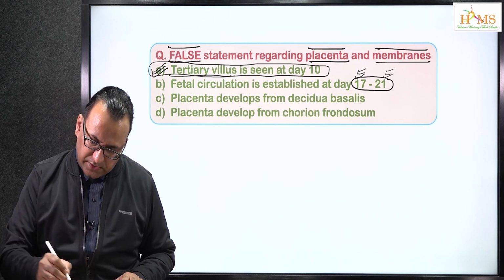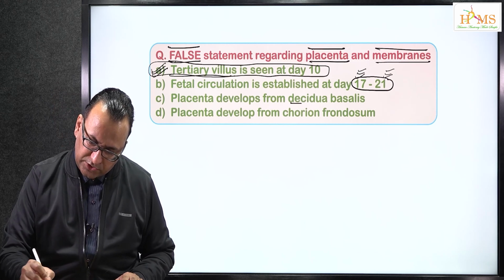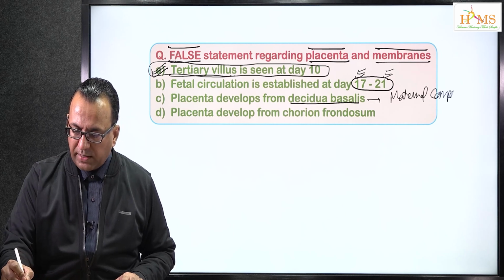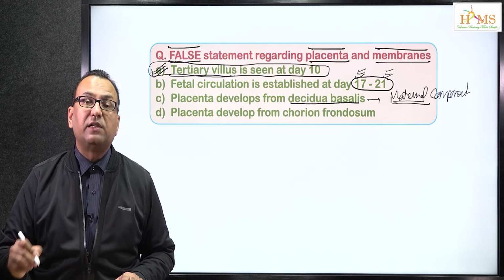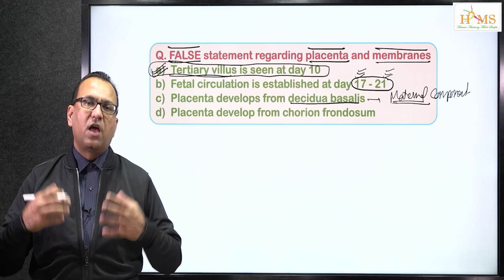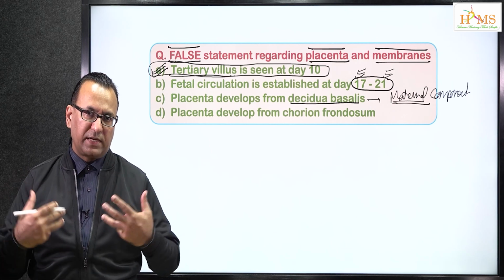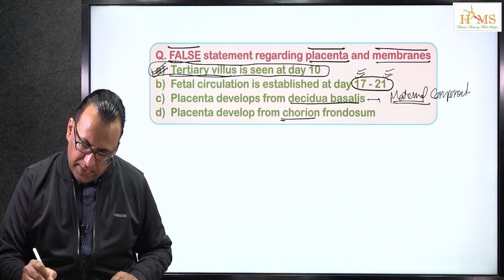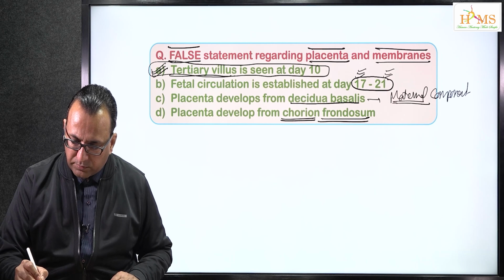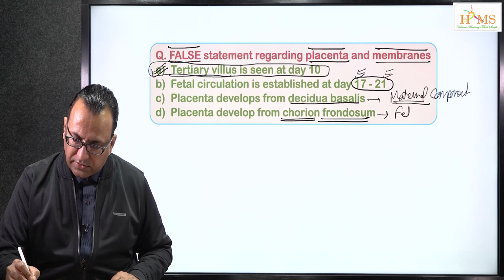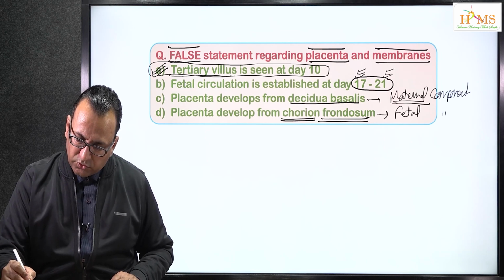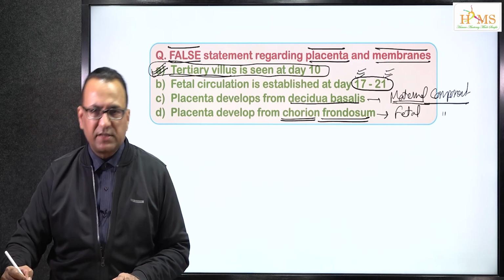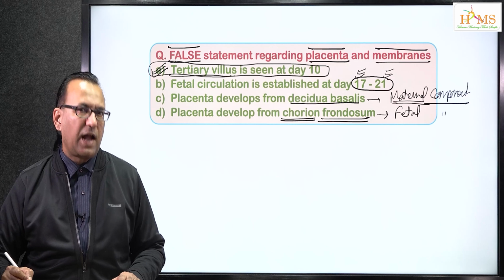Then what about the placenta developing from decidua basalis? It is the maternal component. Actually, the placenta has two components, one maternal and one fetal. The maternal component is the uterine endometrium, the decidua basalis, whereas the fetal component comes from the chorionic villi, called the chorion frondosum. So no problem here. This is the fetal component of the placenta. So choice D is fine, C is fine, D is okay. Only choice number A is the wrong, false statement, and that is our answer.